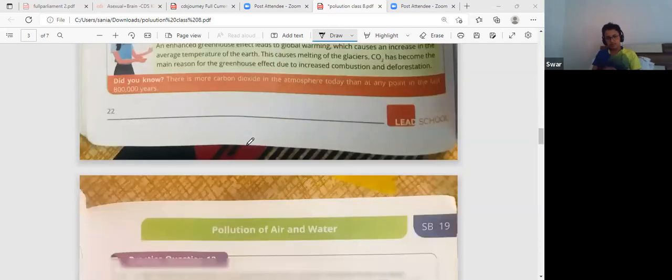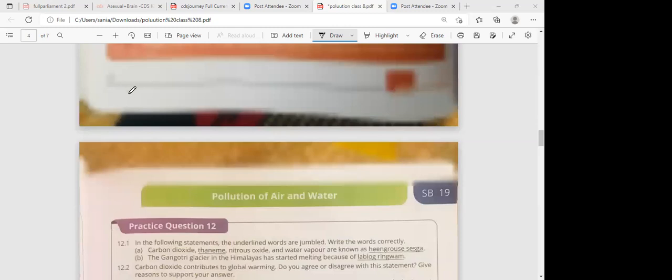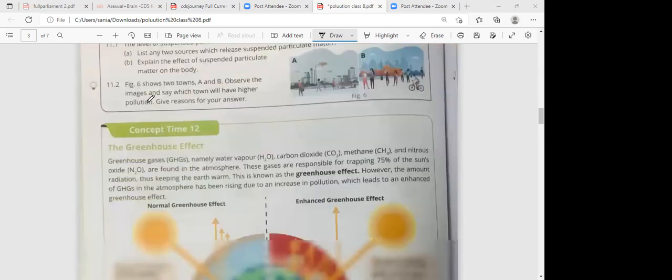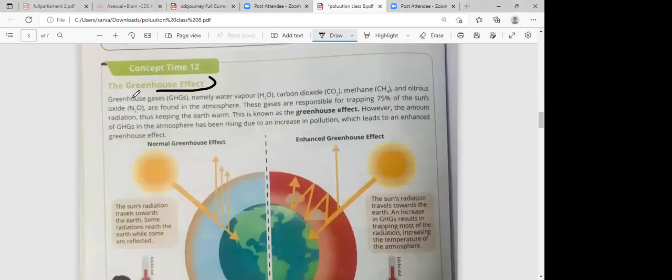Yes, ma'am. So, ma'am, first, what is a greenhouse gas? Okay, the greenhouse effect is due to greenhouse gases, which are known as GHGs. So what are the greenhouse gases? Water vapor, which is H2O, carbon dioxide, which is CO2, methane, and nitrous oxides are the greenhouse gases. These are the gases which cause the greenhouse effect.